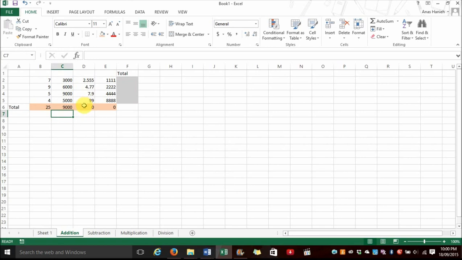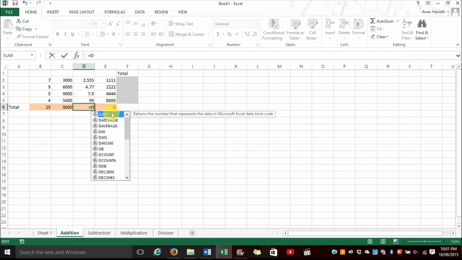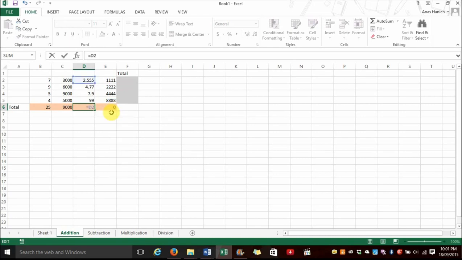Now instead of writing down the whole entire number, you can just select the cell or write down the cell. So equals, I can say D2 plus, okay, 5. It will still give me the correct answer.